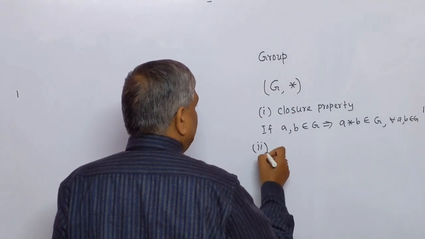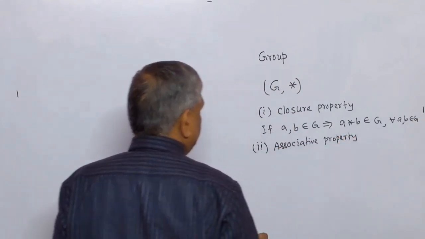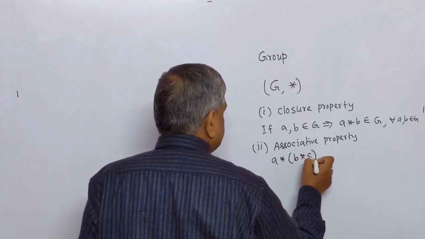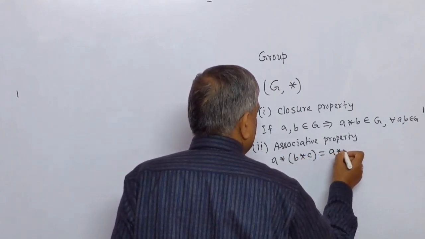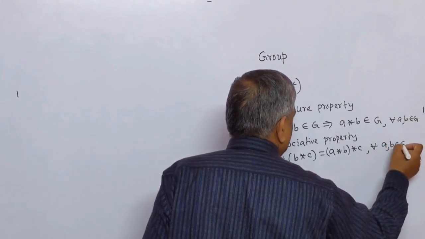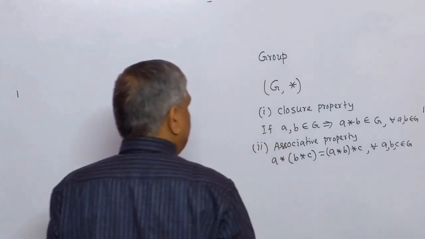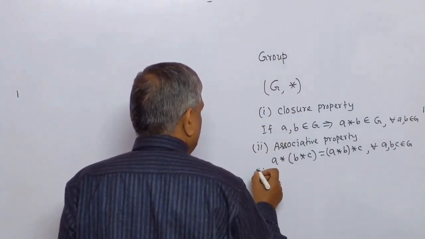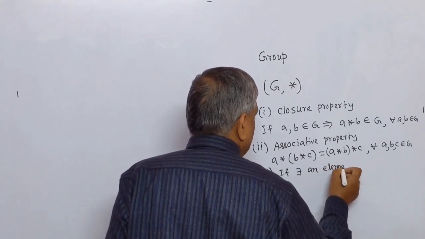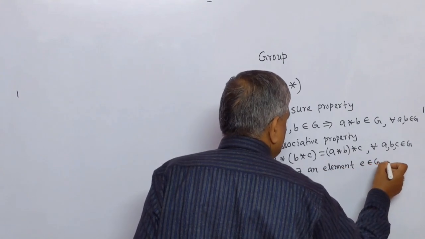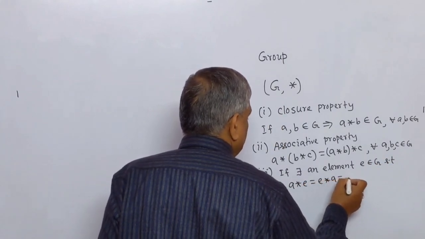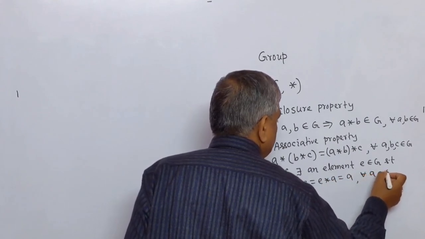Number 2, associative property. A operation under bracket B operation C equal to A operation B, this is under bracket, operation C, for all A, B, C belong to non-empty set G. Number 3, there exists an element E belongs to G such that A operation E equal to E operation A equal to A for all A belongs to G.